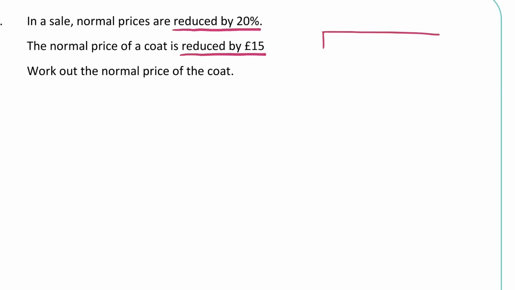So in a sale, if we have 20% getting taken off the price of a coat, that leaves us with a remaining price of 80%. So you just need to identify which percentage we are being given. If it tells us it's reduced by £15, well, that's the 20%. That's that little reduction. If it had told us the sale price was £15, well, that would have been the 80%. You need to be aware which percentage we're being given. Once we know that, we can just write that down.